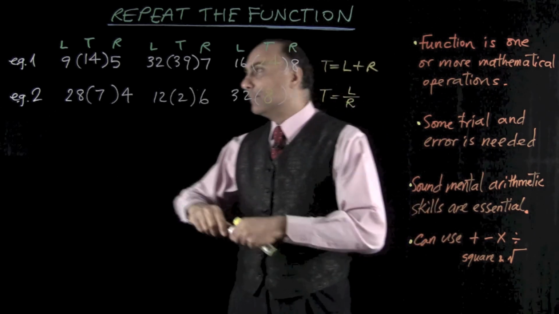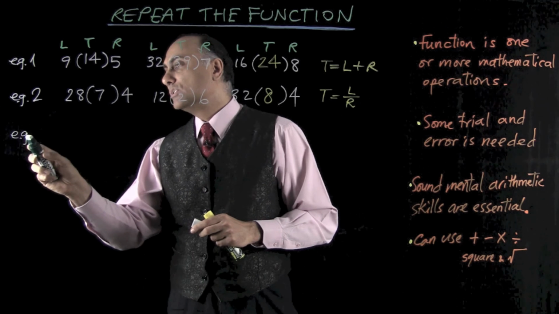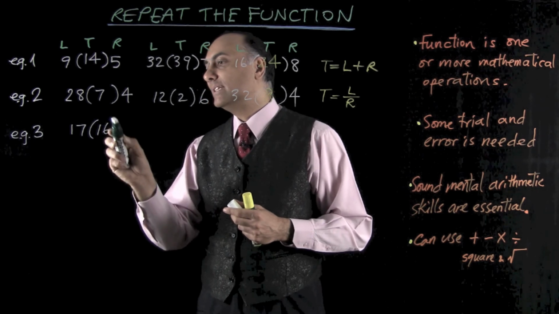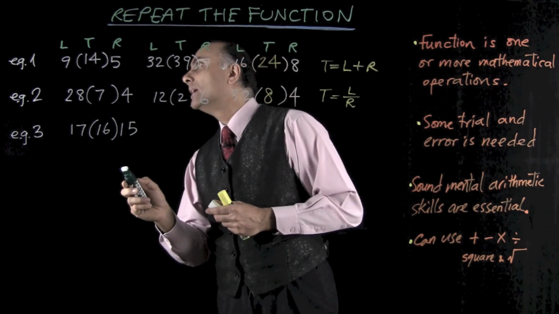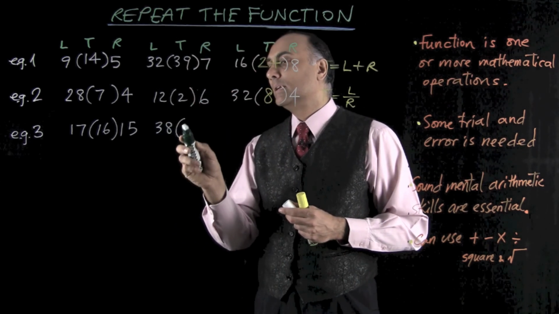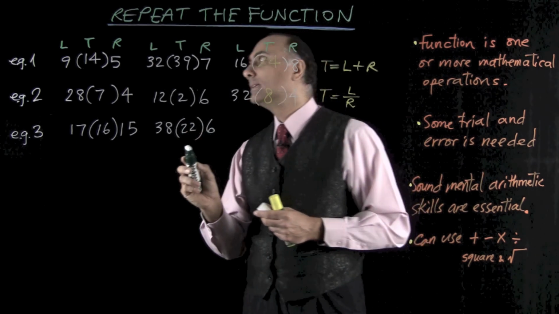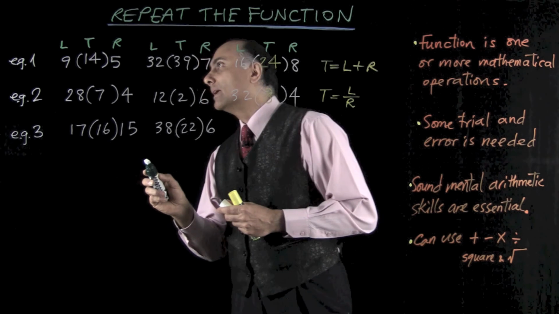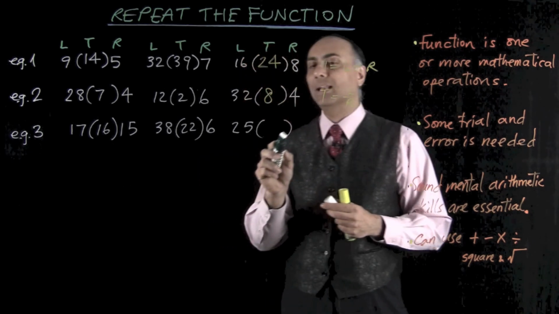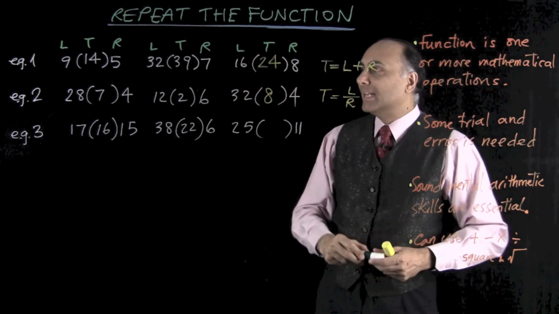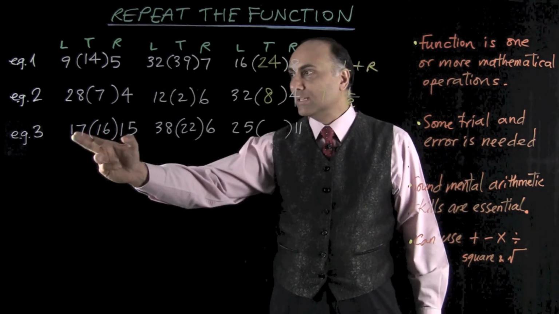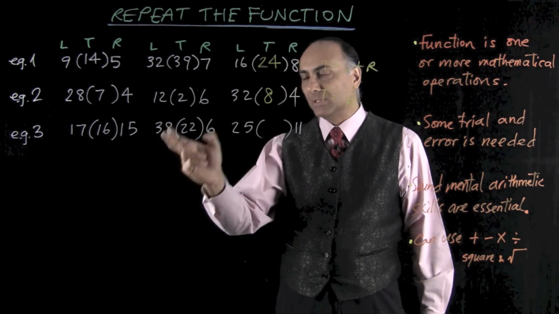Let's now look at an example which is just slightly more challenging. So supposing we had 17, 16, 15, and then 38, 22, 6, and 25, and 11. Now again, looking at my target numbers compared to my outside, I see that the target number is smaller than the larger of the numbers.